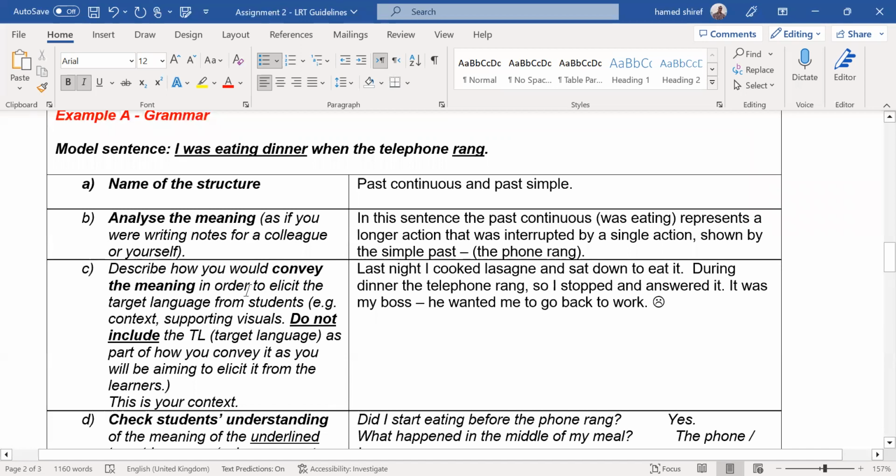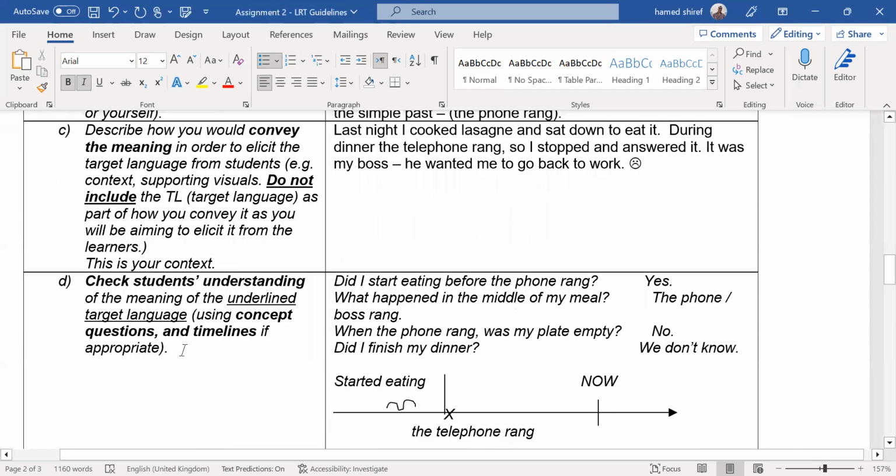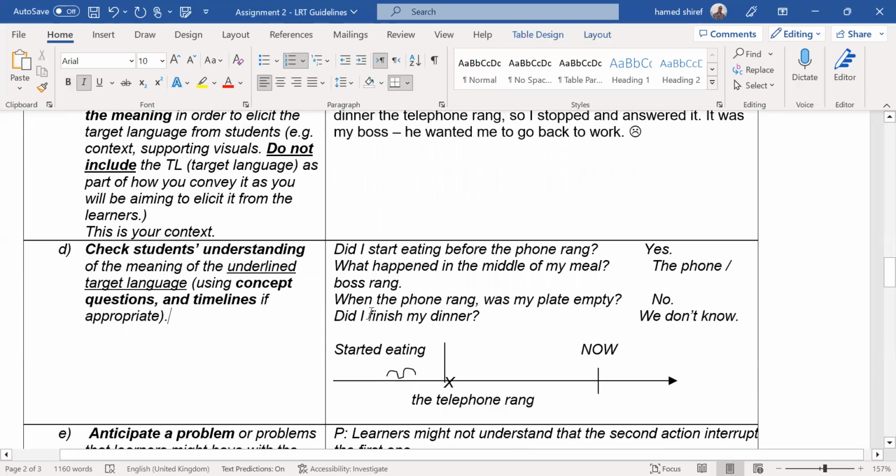And normally in this section, you will need to mention a short story, a very short story, an anecdote, a situation, maybe a picture that will help you convey the meaning to students and will help you elicit the sentence from students. Make sure not to use the target language in the context, because this will not help us elicit from students. So it might be something like this, for example, and make sure to read the instructions really carefully. And then we will need to add our concept questions and timelines if we're teaching grammar or tenses in specific. So you will add them in the box here, plus the answers. Do not forget to add your answers.